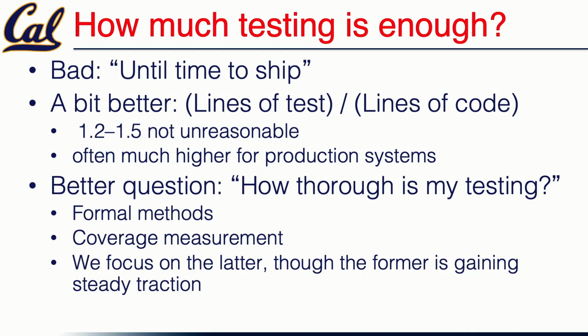So maybe a better question to ask is, how do you know how thorough your testing is? What are the ways that you measure the thoroughness of testing? There are some formal methods for analyzing what parts of the code possibly could be reached. There's coverage measurement, and we are going to focus on coverage measurement somewhat more, but formal methods and design for correctness and things like that are starting to get more traction. So let's start with the idea of coverage.